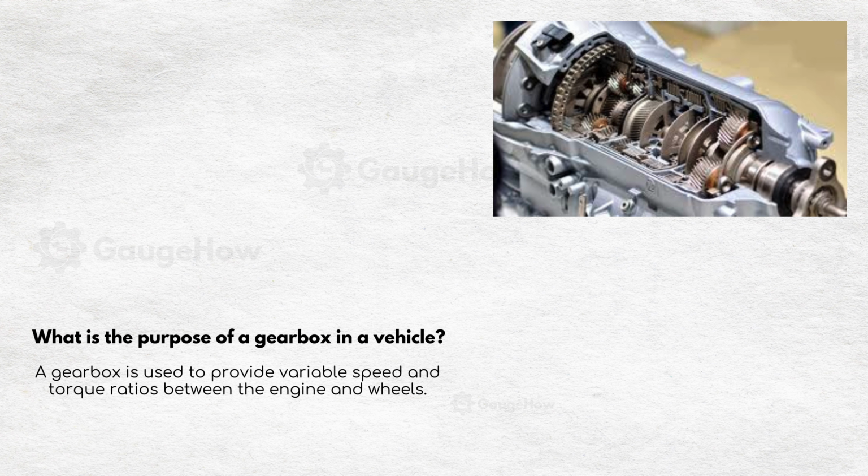Now it's time for the next question. What is the purpose of a gearbox in a vehicle? A gearbox is used to provide variable speed and torque ratios between the engine and wheels, allowing the vehicle to operate efficiently at different speeds.